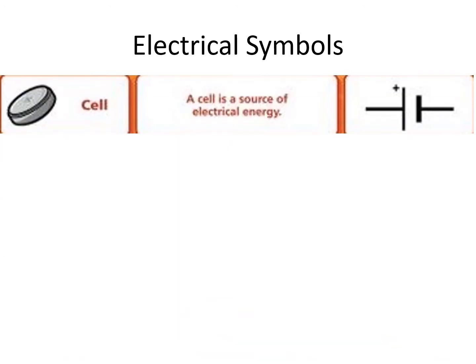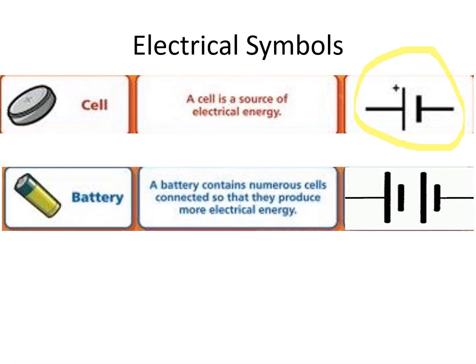Cell. A cell is a source of electrical energy. This is the symbol for a cell. Battery. A battery contains numerous cells connected so that they produce more electrical energy, and the symbol for a battery is this one.